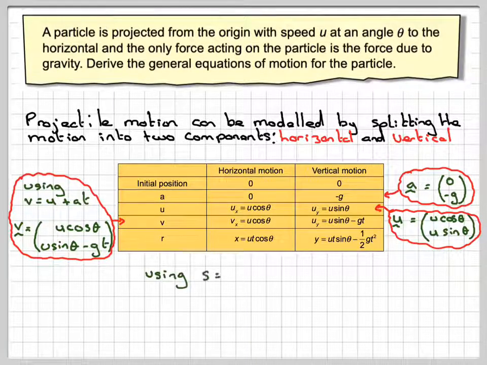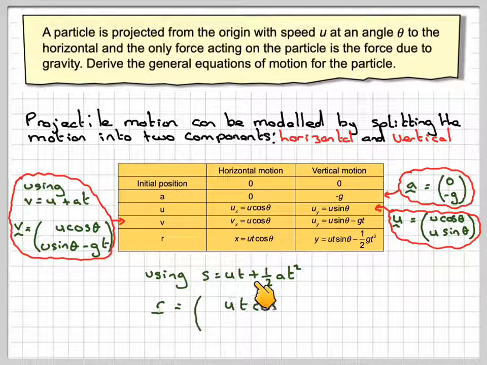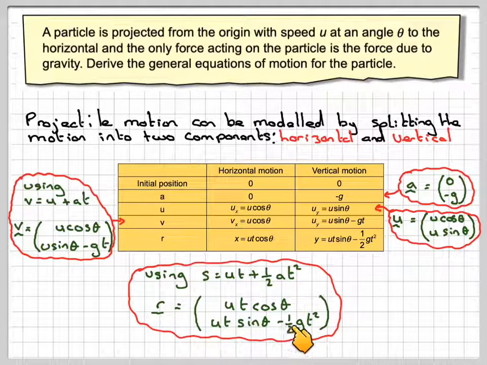Now, the displacement, which is s = ut + ½at², then the horizontal component is going to be ut cos theta because there's no acceleration, so this bit here will be 0, so it'll just be u times t, which we write as ut cos theta. The vertical component will be ut sin theta minus ½gt². So u sin theta t, because that's what it is in the vertical component, minus ½gt². These are the initial equations that we actually start with.